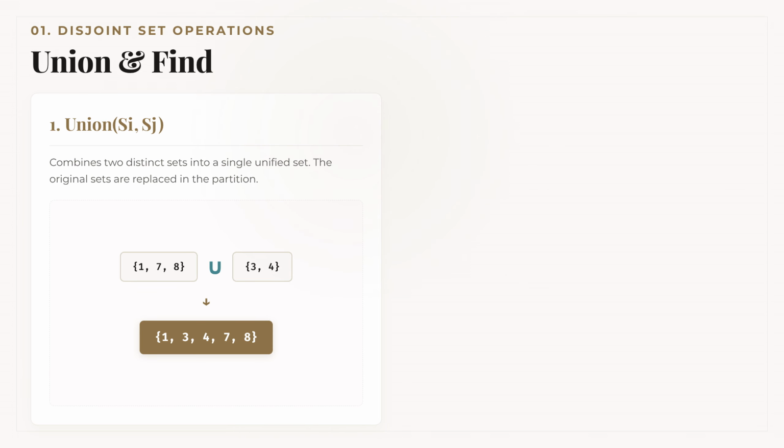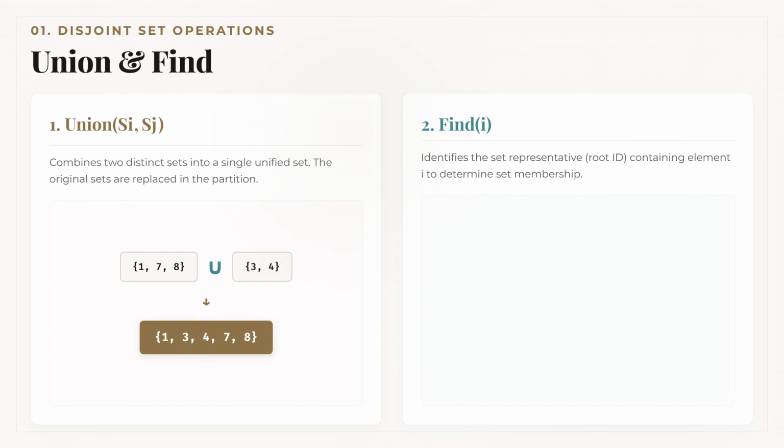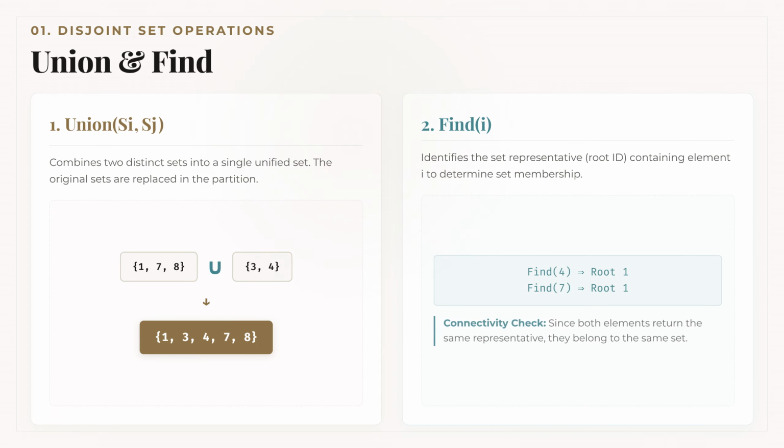It supports two fundamental operations. The first operation is called union. The second operation is called find. Let us understand these one by one. The union operation combines two different sets into a single set. Suppose one set contains the elements 1, 7, and 8. Another set contains the elements 3 and 4. If we perform a union operation on these two sets, they merge and become a larger set containing 1, 3, 4, 7, and 8. After merging, the original two sets no longer exist separately. Instead, we now have one unified set.